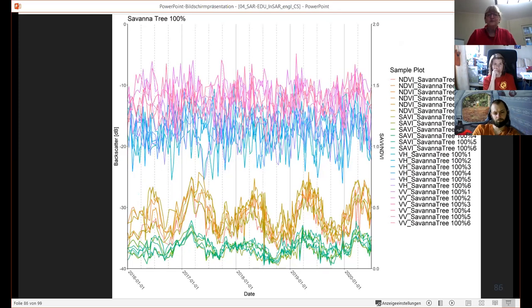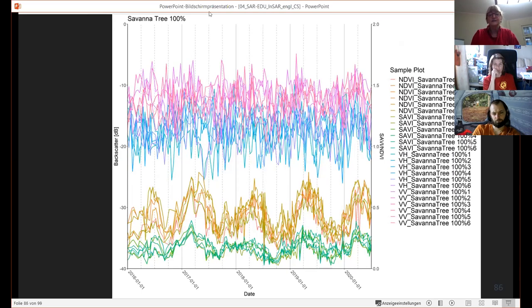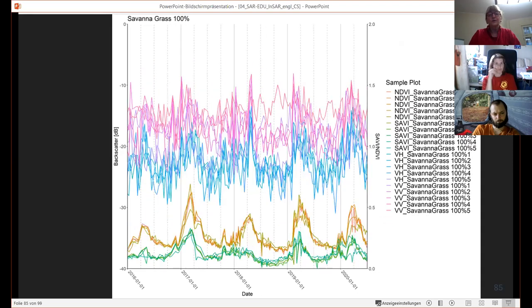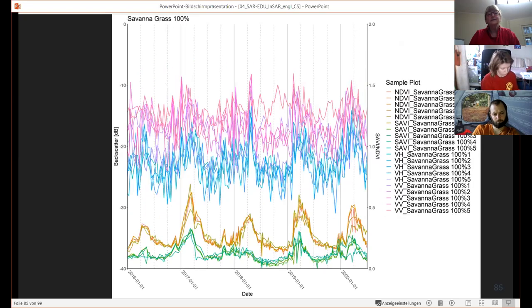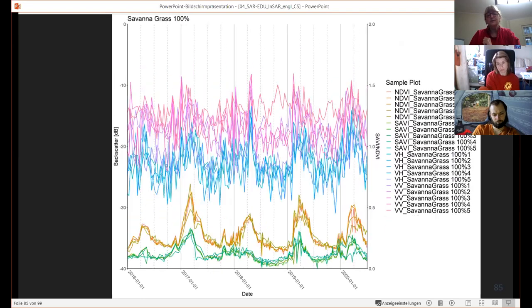And just to show you, this is 100% one land cover. This is savanna grass, and this is some of these acacia trees. So now, first of all, if you look at the level of the backscatter, then we see how the radar, it's the same axis descriptions, how the radar jumps up and down, similar to what we have seen before. So there is a general behavior. And of course, the tree is also more stable over the years.